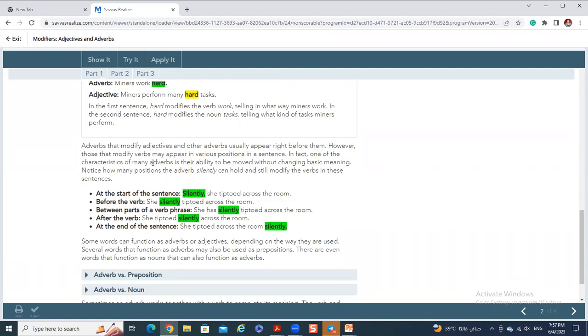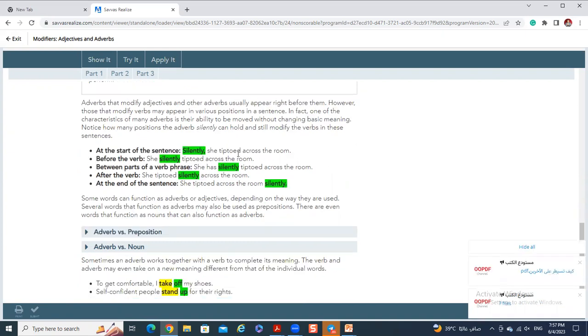Here he told us about the position, and the main thing for the misplaced modifier. He told us that adverbs that modify adjectives and other adverbs usually appear right before them. However, those that modify verbs may appear in various positions in a sentence. In fact, one of the characteristics of many adverbs is their ability to be moved without changing meaning. Because of that, misplaced and dangling modifiers will be only for adjectives, not for adverbs. But because Adam told me that she is going to talk about the whole modifier, we have to know about the adverb also.